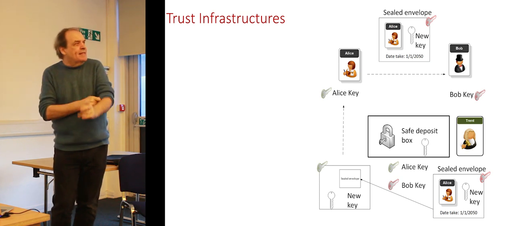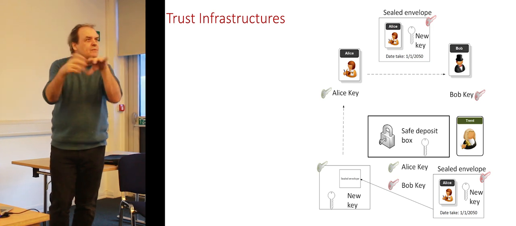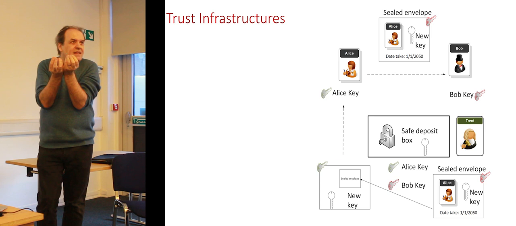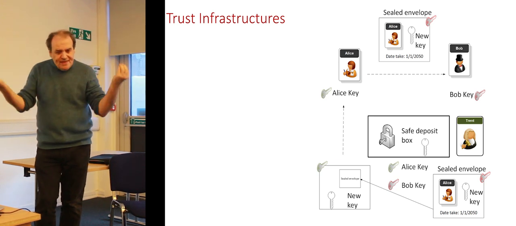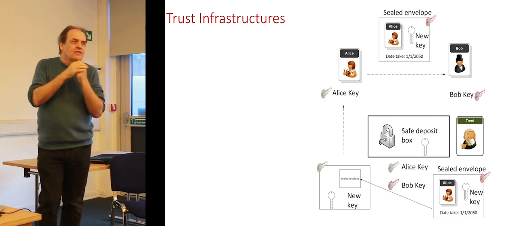So can you tell me the advantages of this type of system? So Trent will create the key for you, and then will send that to Bob and Alice. Can you tell me the advantages of that system?